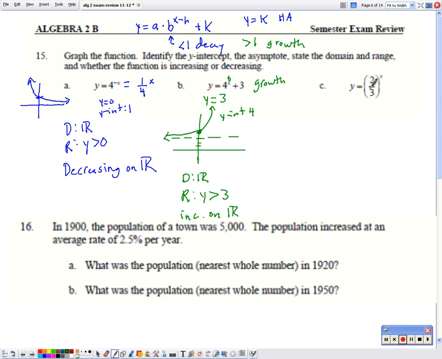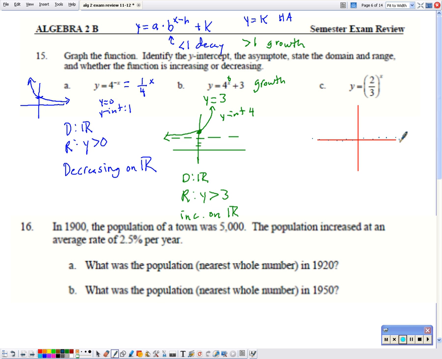Our last function is 2/3 raised to x, and we know that 2/3 is going to be a decay function because 2/3 is less than 1. We know we're going to have an asymptote at 0, again, because there's no k value. So there's my asymptote at 0 if I needed to put it in there.